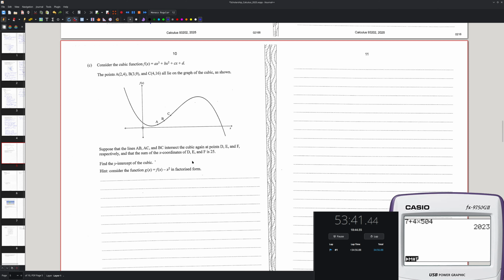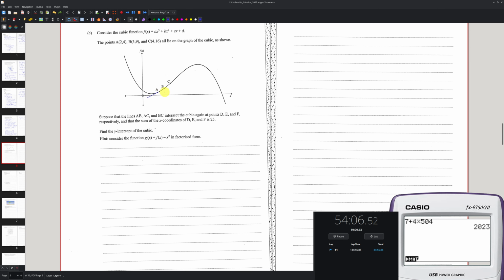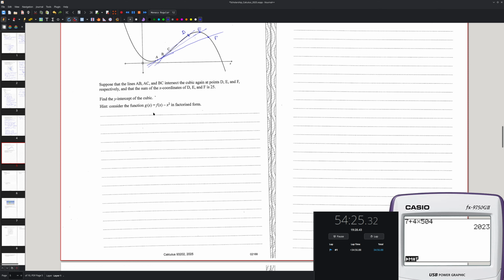Consider the cubic function. Okay. Lines AB, AC, and BC intersect the cubic again at D, E, and F. Okay. Find the y-intercept of the cubic. Consider the function g of x.